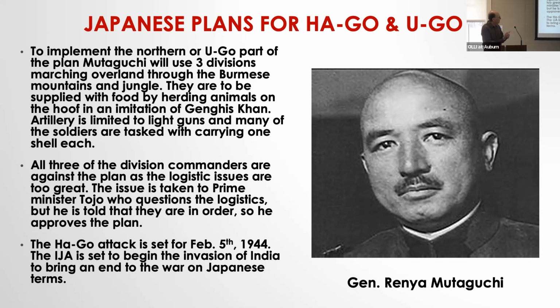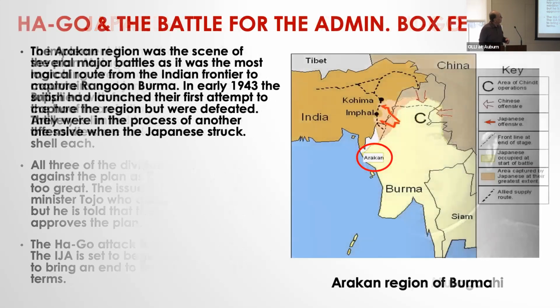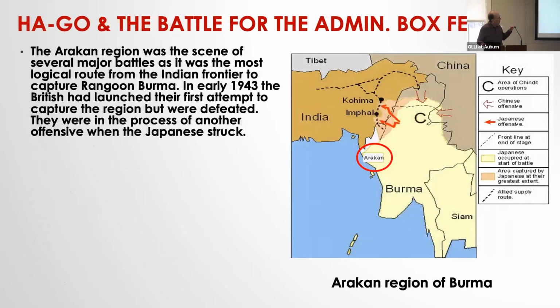So indeed, he approves the plan, and the Ha-Go attack, the first part, is going to take place on February 5th of 1944. And hopefully this will separate India from Great Britain, and indeed, this will lead to a negotiated peace and a settlement that is palatable to the Japanese. Well, I've talked about Arakan, and we look at the map really quickly. You can see where Arakan is. Arakan is on the coastline. It's relatively developed compared to certainly the northern part of Burma, which is basically impassable.